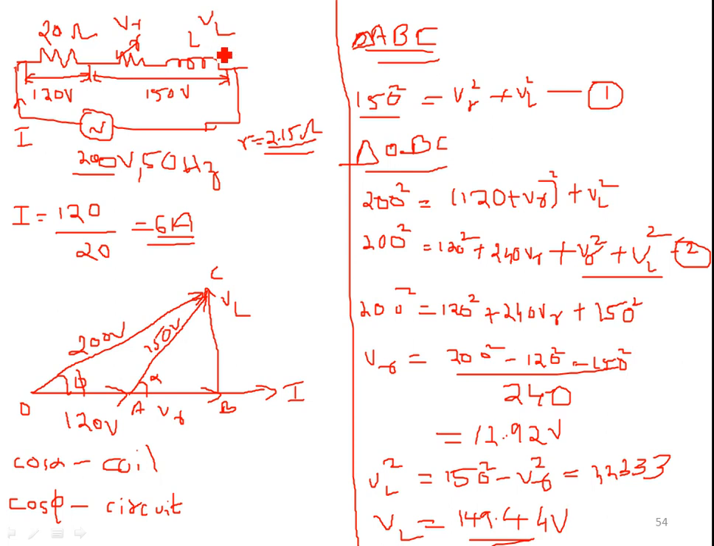How can I find the value of L? What is VL? Let me do it here. VL is I into XL. So, what is XL? XL is VL by I. VL is 149.44 divided by current, which is 6. So it is approximately 25 ohm. So the value of XL is 25 ohm.